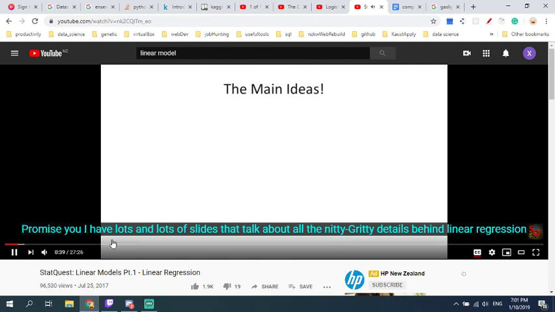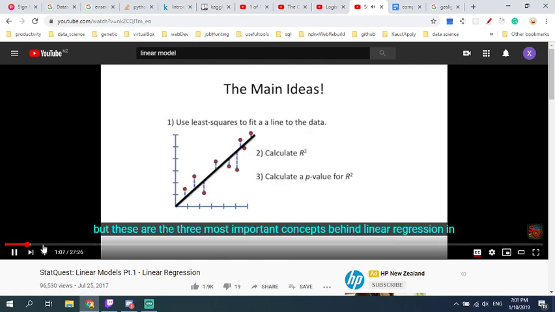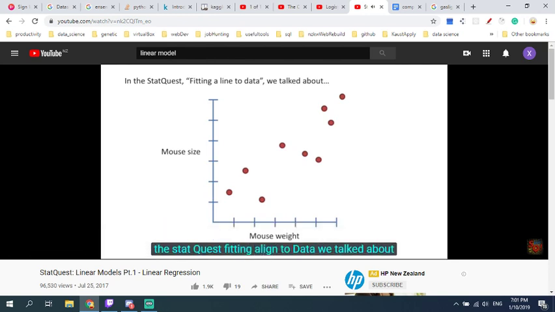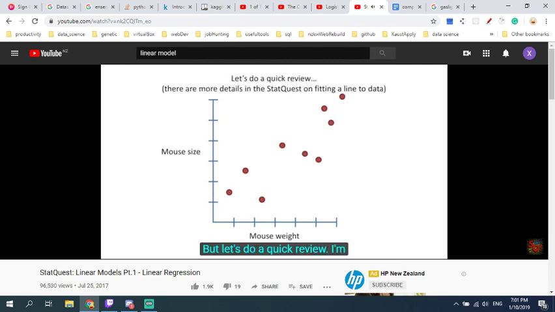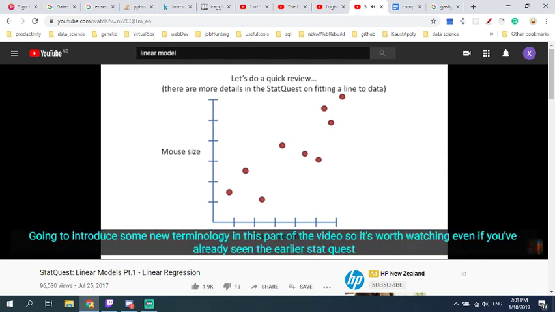I promise you, I have lots and lots of slides to talk about today, but these are the three most important concepts behind linear regression. In the StatQuest, fitting a line to data, we talked about fitting a line to data. Duh. But let's do a quick review. I'm going to introduce some new terms.